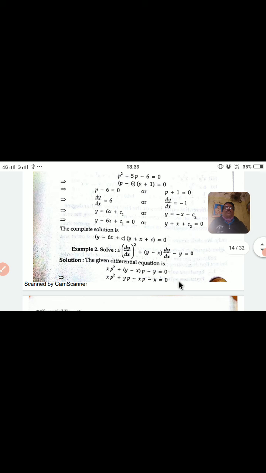Similarly, we have another type of problem, which is given as: solve x into dy by dx whole square plus y minus x into dy by dx minus y equal to 0. Now here, taking dy by dx as p, we get x p square plus y minus x into p minus y equal to 0. Multiplying these two, we get x p square plus yp minus xp minus y equal to 0.